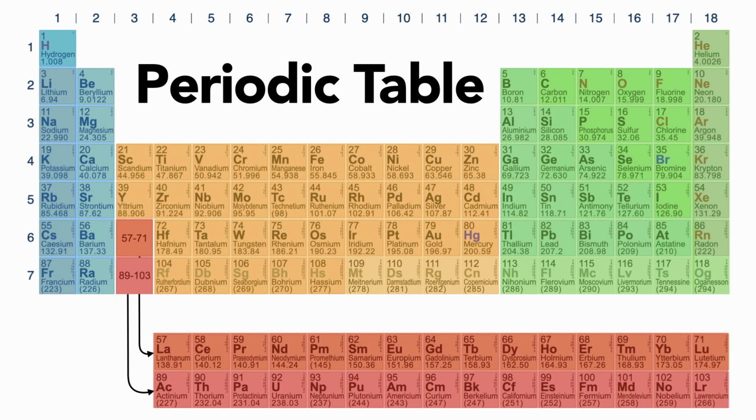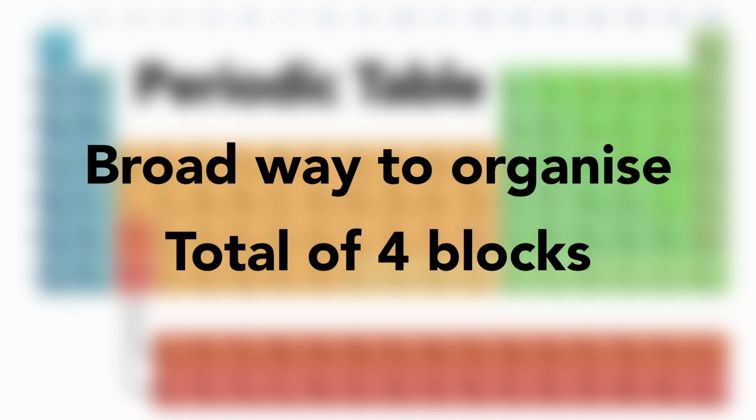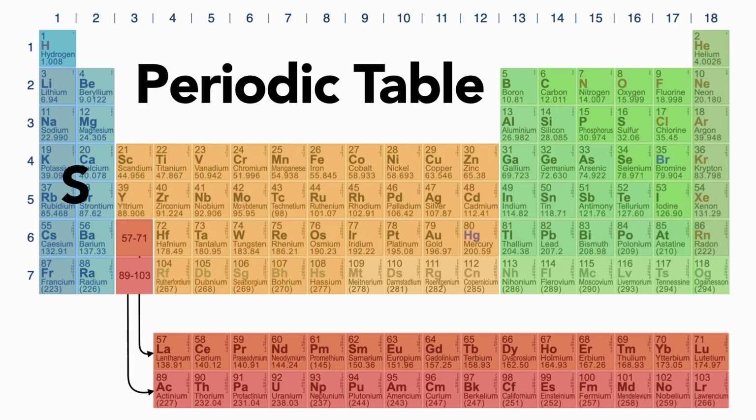Now moving on to blocks. Blocks are a broad way to organize elements of similar properties in the periodic table. There are a total of 4 blocks in the periodic table: S, P, D, and F blocks. S block consists of reactive metals. P block comprises mostly of nonmetals. D block contains transition metals, and F block is made up of rare earth metals.